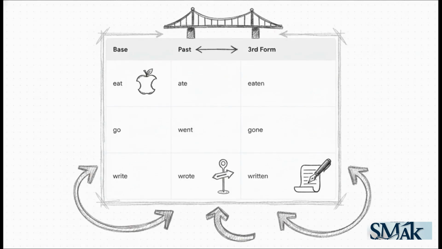Step 2 is all about the main verb, and this brilliantly illustrates the big shift required for this tense. See, we don't use the base form, and we actually don't use the simple past form either. The present perfect demands the third form of the verb, which you might know as the past participle. Notice how these base verbs evolve. Eat becomes ate, but for our bridge it must become eaten. Go shifts to went, but we need gone. Write evolves to wrote, and finally to written. This third form is basically non-negotiable for the present perfect.